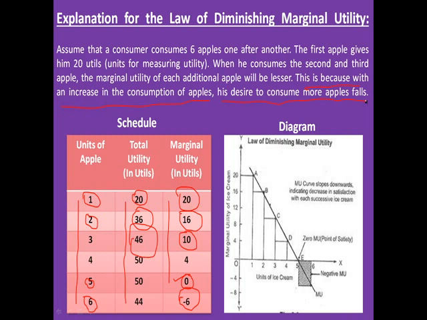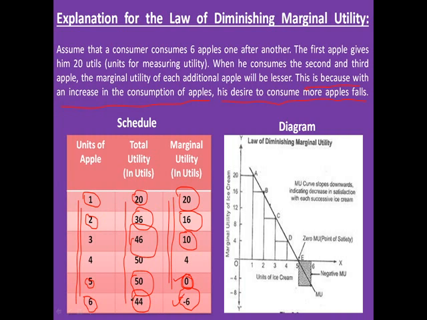high. Now gradually, when you are consuming the subsequent units of apple, your desire for consuming more apples is gradually falling. So the law of diminishing marginal utility states that for each successive unit of consumption, your marginal utility gradually diminishes. When marginal utility becomes 0, your total utility reaches the maximum, that is 50. When marginal utility becomes negative, your total utility falls.